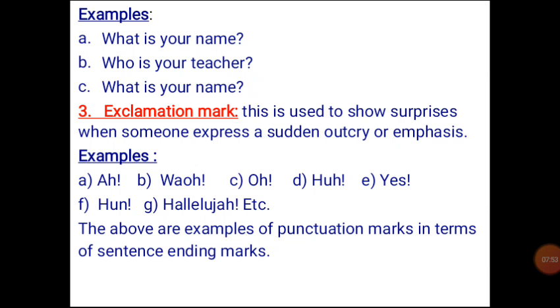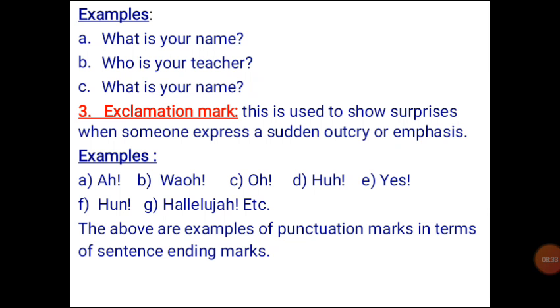Now, the last part of the sentence ending punctuation marks is called the exclamation mark. What do we mean by exclamation mark? This is used to show surprise when someone expresses a sudden outcry or emphasis. When we talk about exclamation, it simply means you're trying to indicate that this particular word is a surprise, that maybe it happens suddenly. So that is why you introduce an exclamation mark to it.